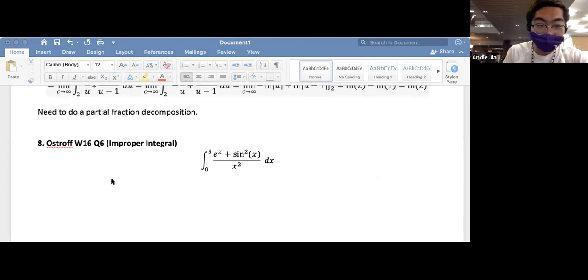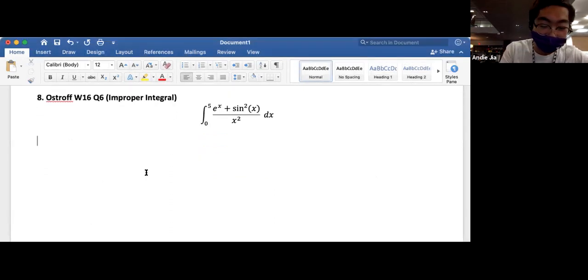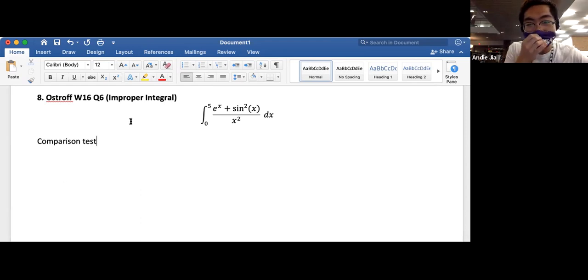Okay, so for this one, we need to use the comparison test. I'm not sure if the professor talked about this, the comparison test for improper integrals, but I saw this method appear on the exam before. Since you're not sure, I'm going to introduce the comparison test for improper integrals.